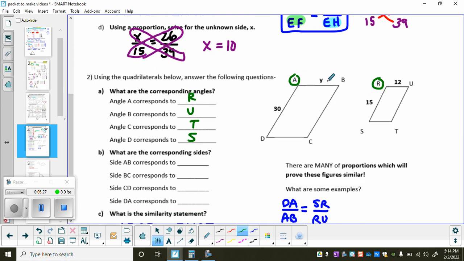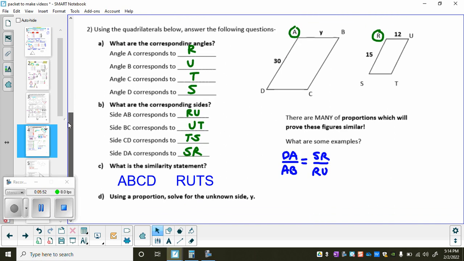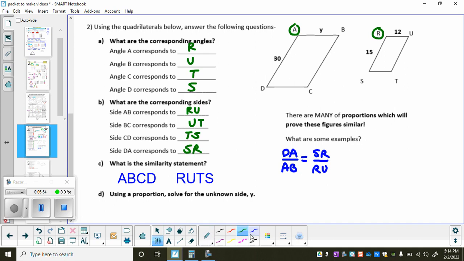So then we can see AB up here goes with RU, and BC this side is UT. CD down here would be TS. And DA on this side matches with SR. So we've got our corresponding sides now. And since we have our angles and sides matched up, we can use that to write the similarity statement.